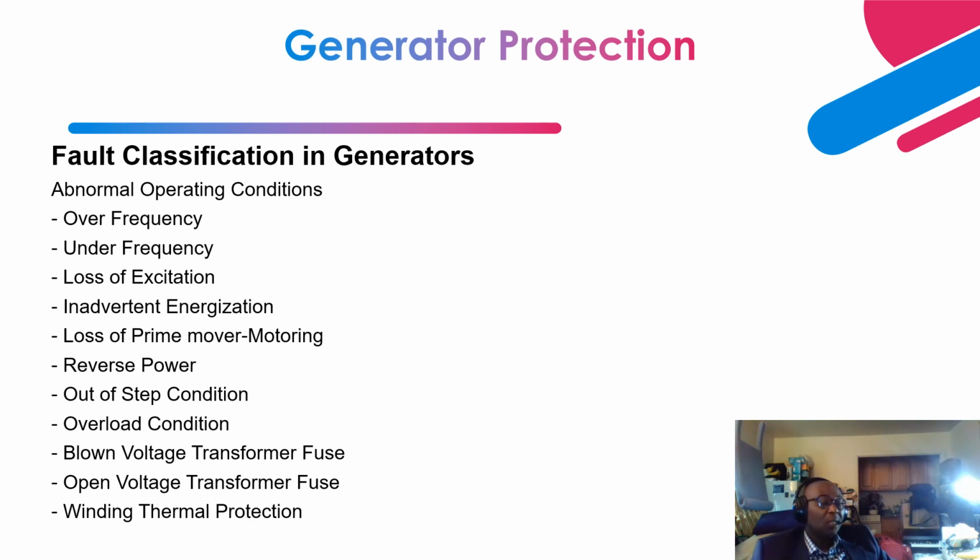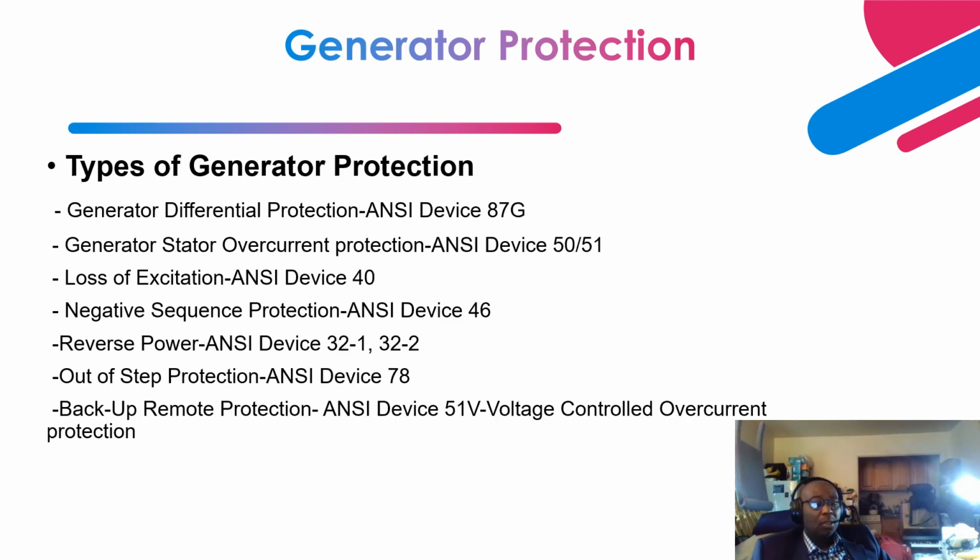Next is overload condition, let's say, and that is based on 51, and blown fuse for the VT, an open fuse for the VT. And winding thermal protection is, let's say, if you have excessive heating in the winding, be it in the stator winding or the rotor winding. So we talked about differential protection, right? Okay, so that's types of protection.